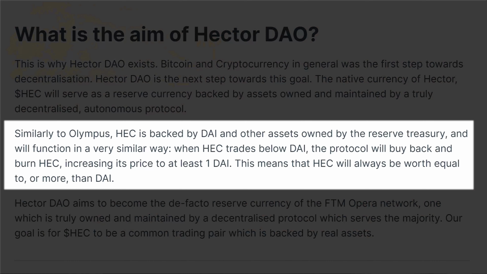But first, you need to understand that the protocol guarantees one price of HEC to be equal to one DAI, and DAI is a stable coin that is basically equal to $1. So that means that anytime the price of HEC falls below $1 or one DAI, the protocol is going to use all these treasury assets to buy back HEC, thus reducing the supply and driving the price of Hector back up to at least $1 per HEC. So what does it mean for the protocol when the market price of HEC goes above $1?